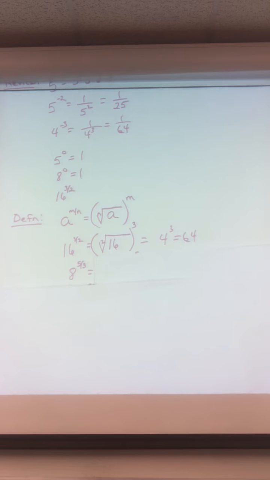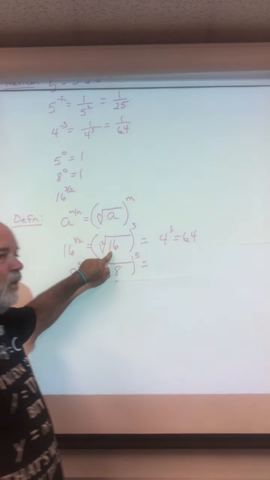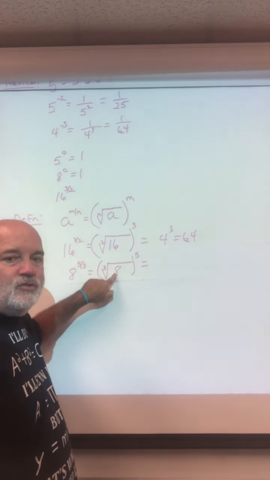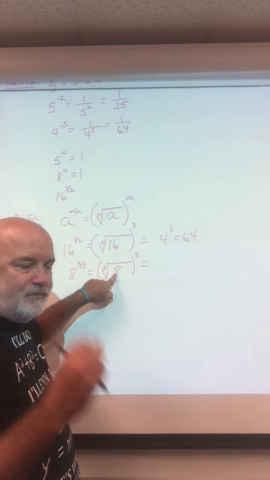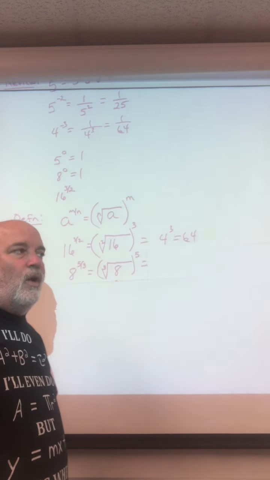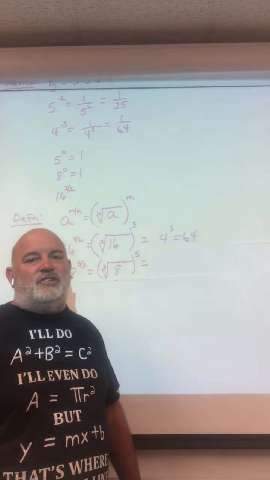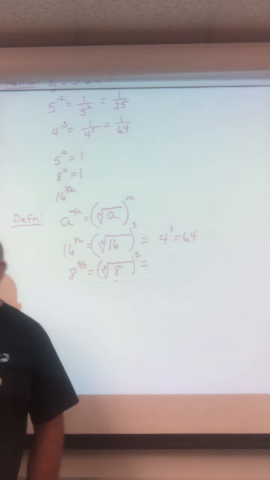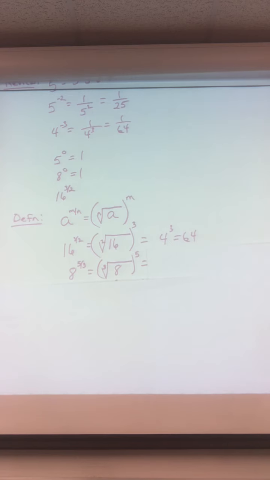All right, let's do another one. 8 to the 5/3 power would be the cube root of 8 raised to the 5th power. Now, what does cube root mean? Well, if square root means what times itself twice gives you 16, cube root of a number is what times itself 3 times. So the cube root of 8 is what times itself 3 times gives you 8. 2 times 2 times 2. So the cube root of 8 is 2. And then 2 to the 5th power is 32.